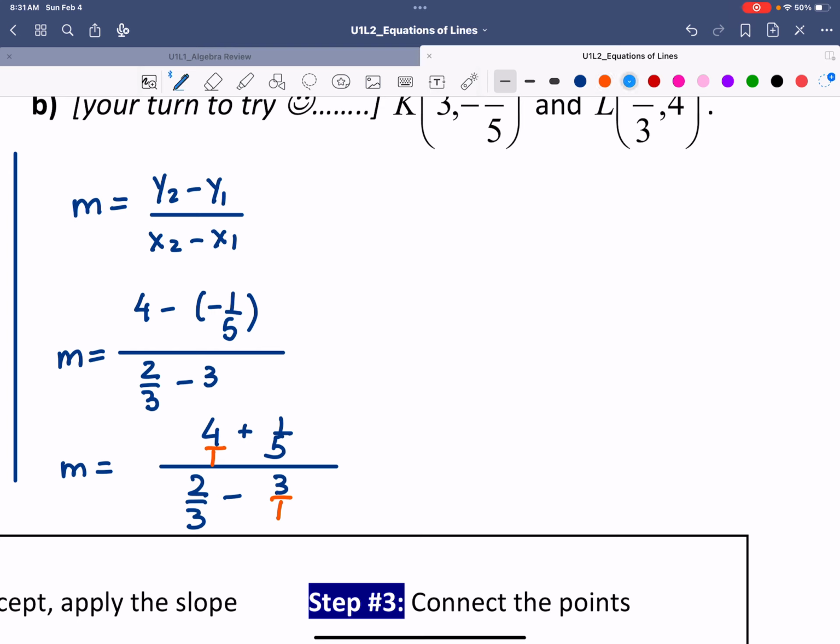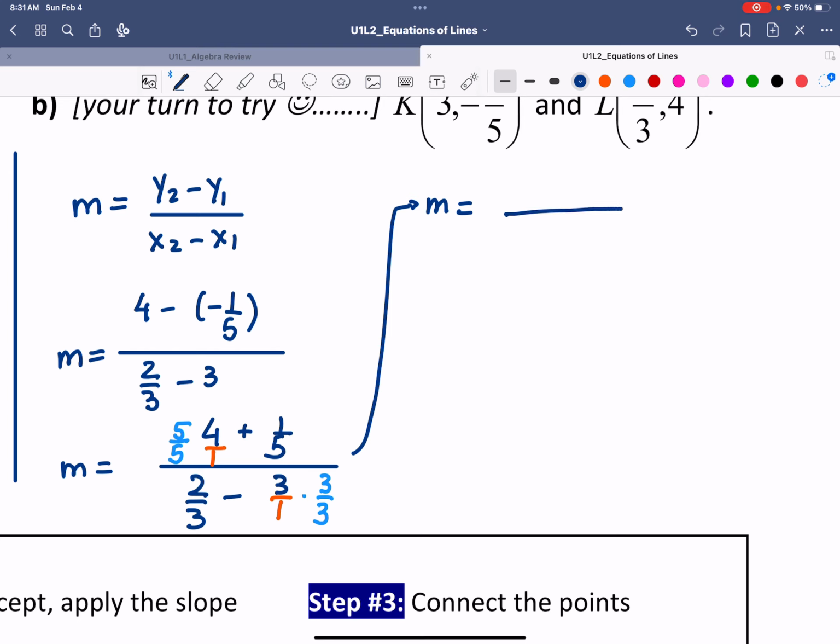Now we need to make the denominators the same for the numbers in the numerator because we need to combine these two numbers. So the denominator has to be equal to 5. That's the lowest common denominator. And down here, we have to multiply by 3 over 3 to make both denominators equal to 3. Rewrite the equation of the slope, or the expression we have here for the slope.